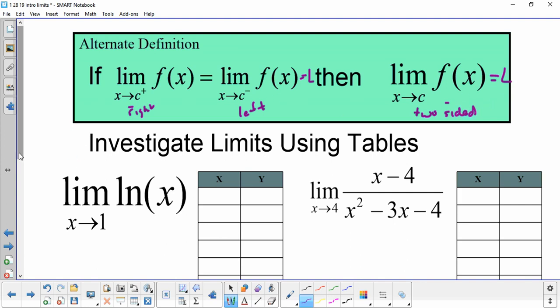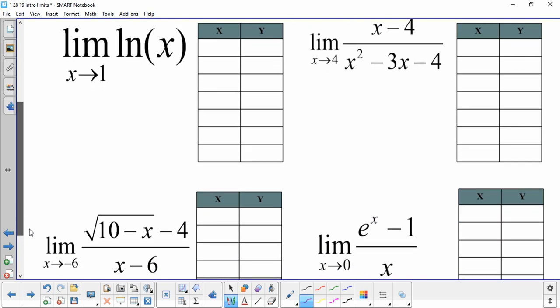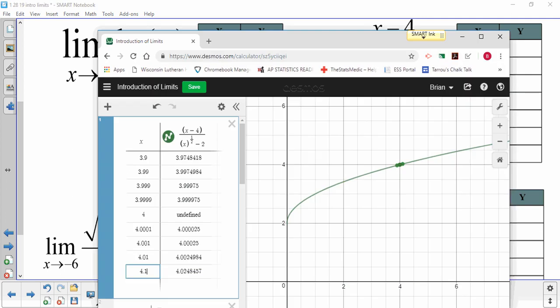So if you want to go through, I have a bunch of other examples. If you want to try these out, I'm just going to show you on Desmos how to do these and what they're going to be. So let's try natural log of x. We'll go to this one and this one. So natural log of x, I have Desmos right here ready to go for us.